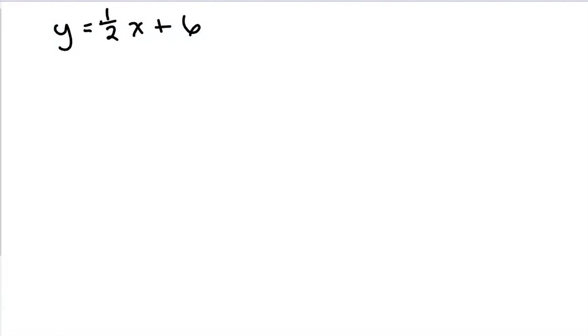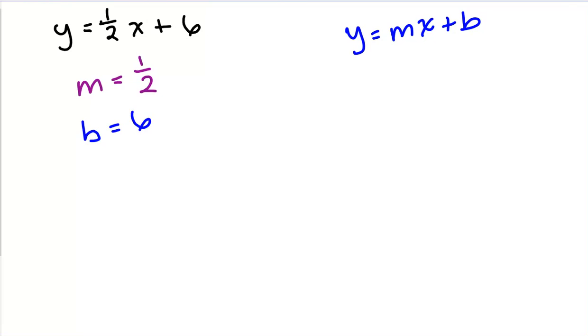y equals 1/2 x plus 6. Well, yay! This is already written in y equals mx plus b. So we simply go, slope is 1/2, and our y-intercept is 6. And that is how you find the slope and the y-intercept of a function using the slope-intercept form.